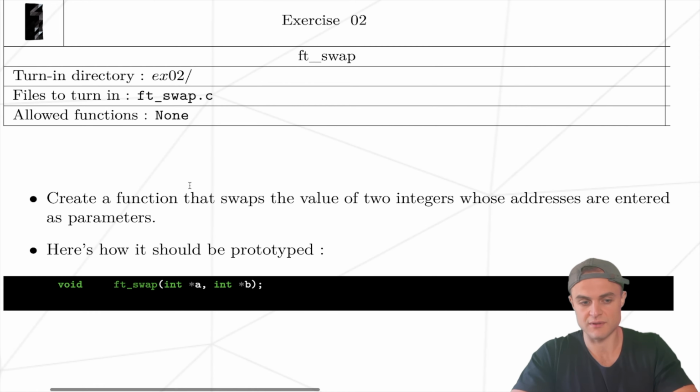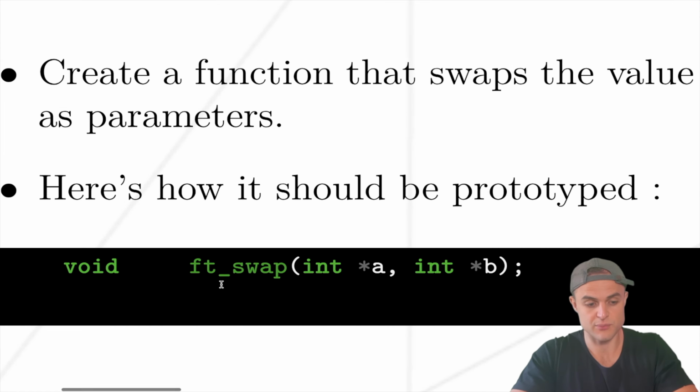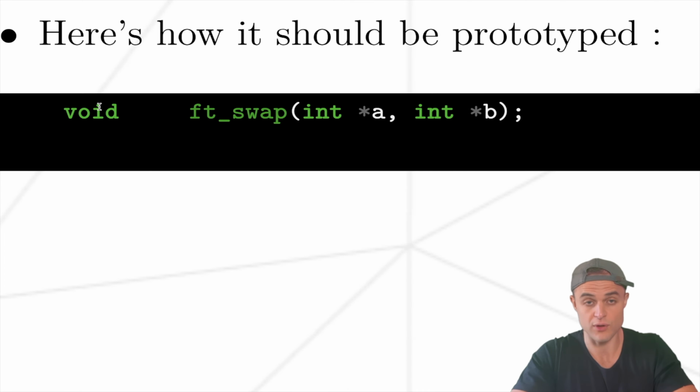So, long story short, we have to create a function that swaps the value of two integers whose addresses are entered as parameters. Here's the prototype. We have a void as a return value, and we have two pointers to integer as an input. Let's dive into the code.